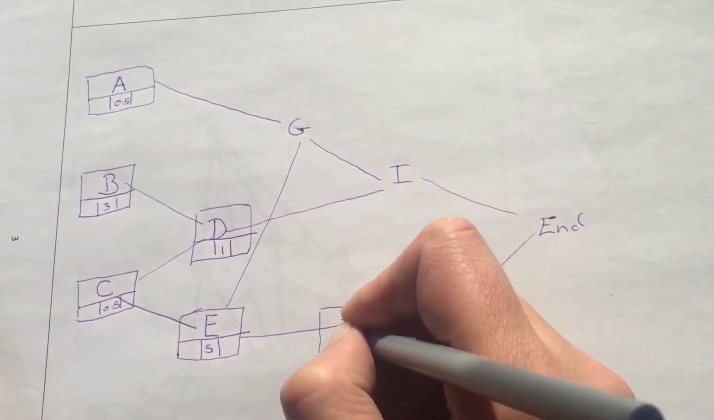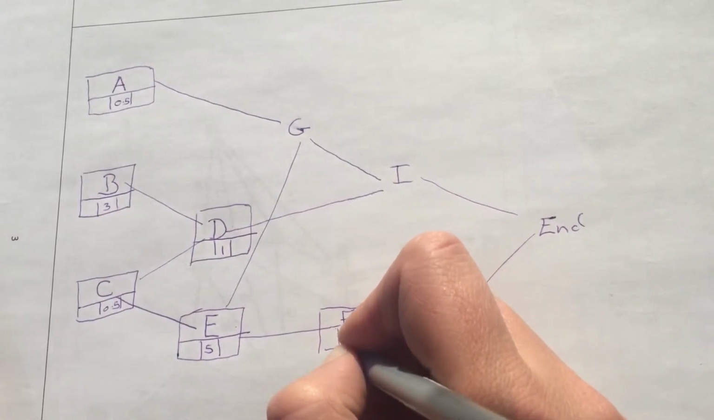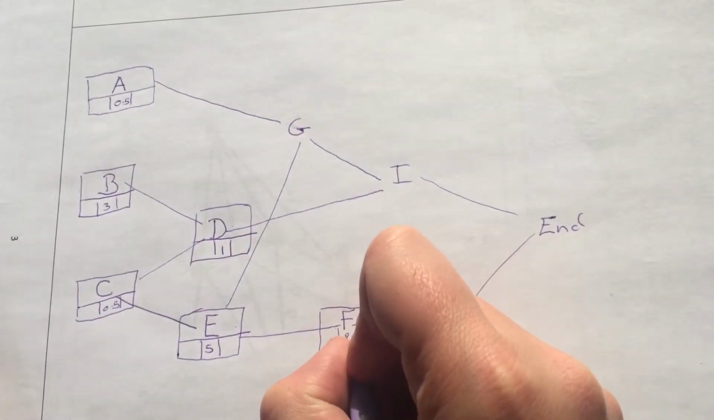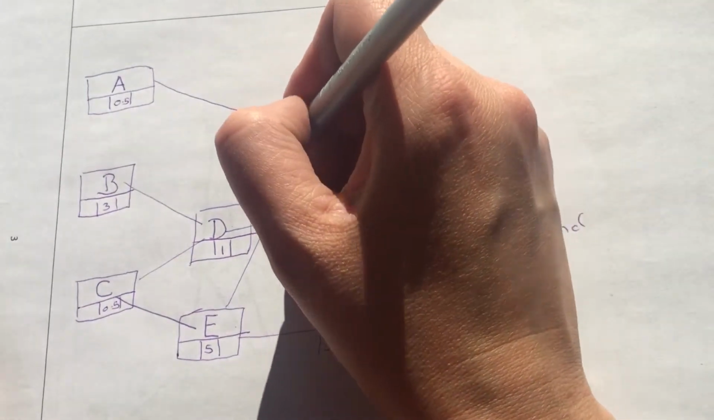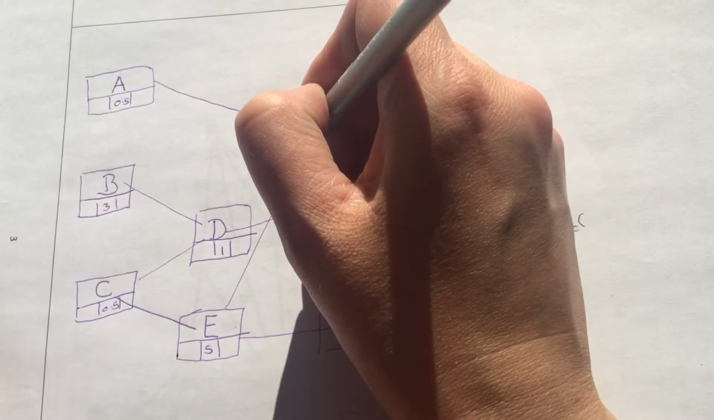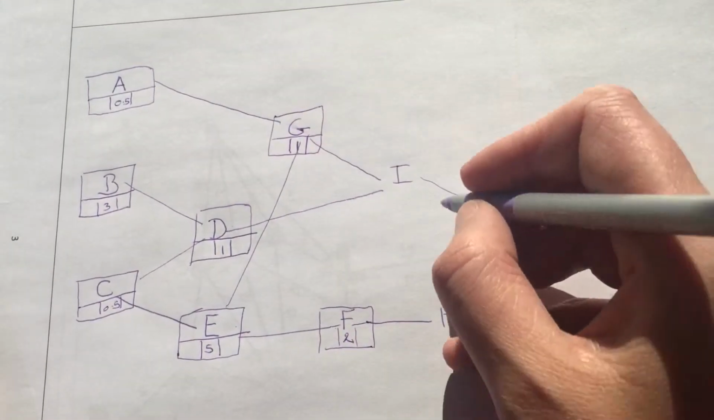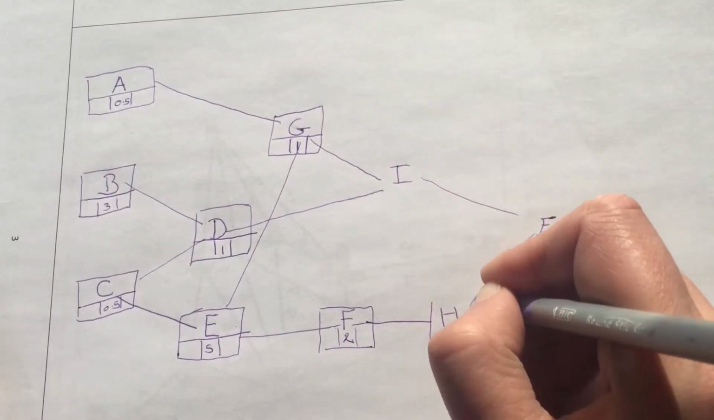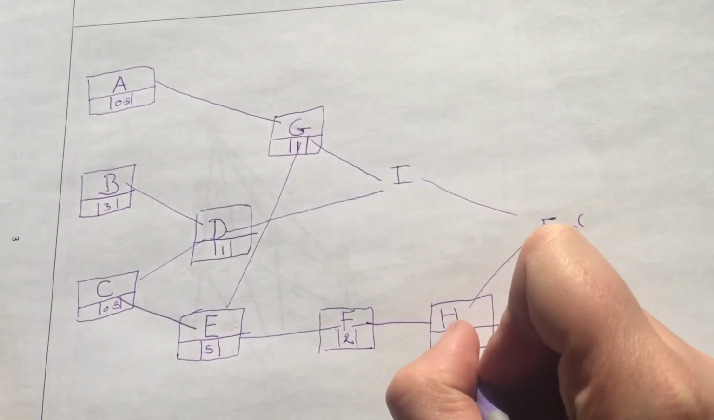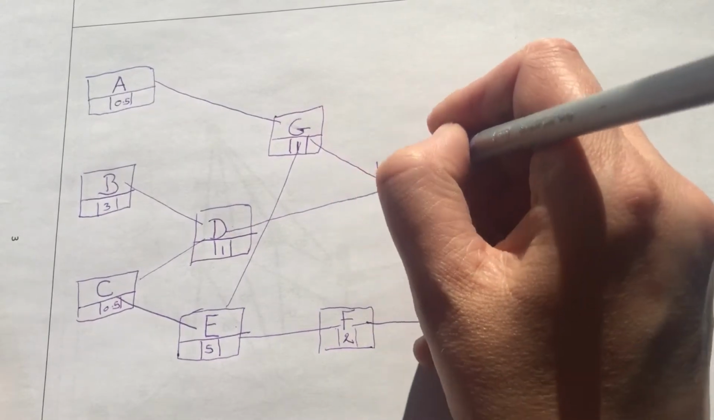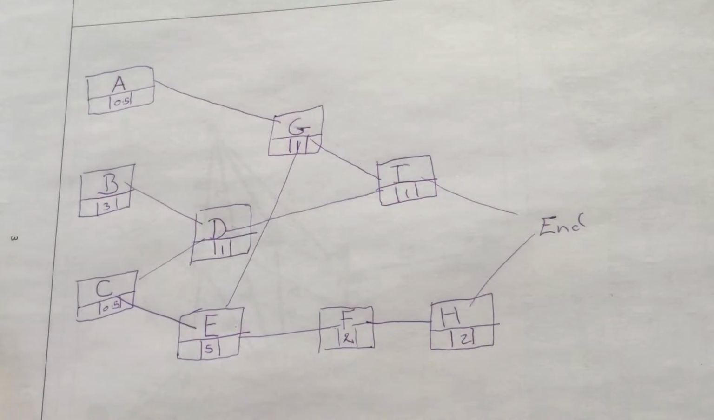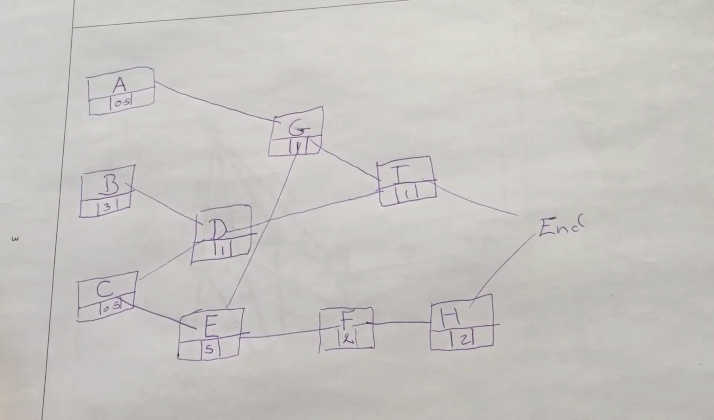F is going to have a duration of 2. Then G has a duration of 1 and H is at 2 and I is at 1. And we're now in a position that we can actually start filling this in.